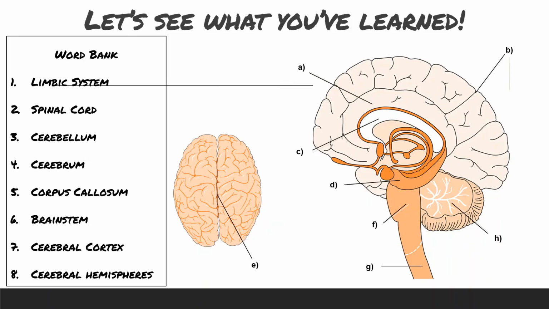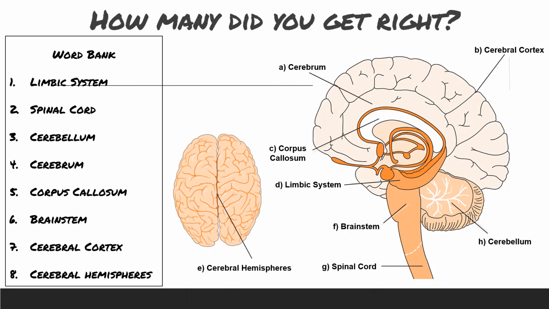Alright, now that you learned how cool the brain is, let's see how much you remember. If you can, take out a piece of paper and match the number of the brain structure with its location on the diagram. Pause the video until you finish and unpause whenever you want to check your answers. Let's see how many you got. Feel free to go back and do it again for more practice.